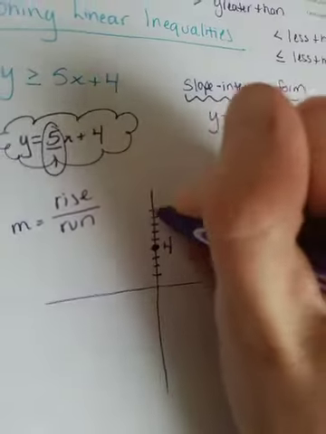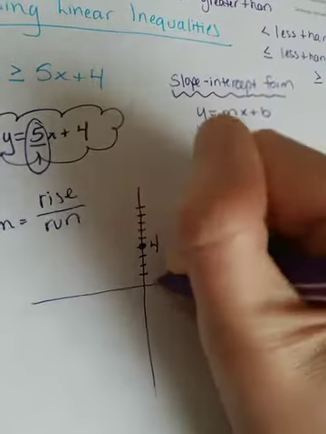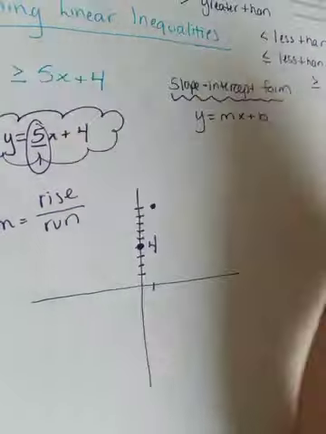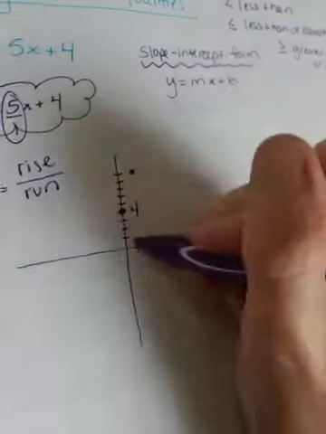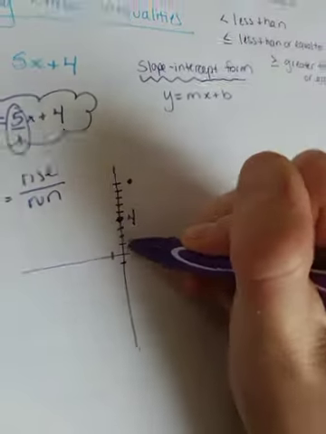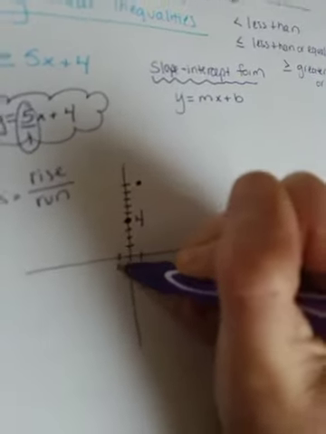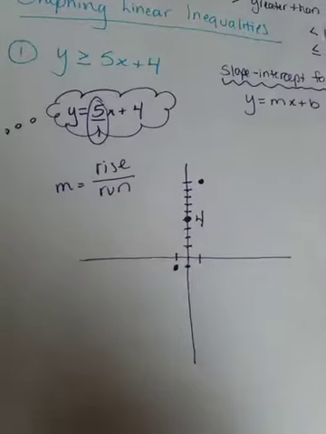Remember, slope m is equal to rise over run. So that means I could go up 5, 1, 2, 3, 4, 5, up 5 from the point you're at, and then go to the right 1. You could also go down 5 from your (0, 4), so down 5, 1, 2, 3, 4, 5, and then to the left 1. You guys were really good at that when we did it in class.